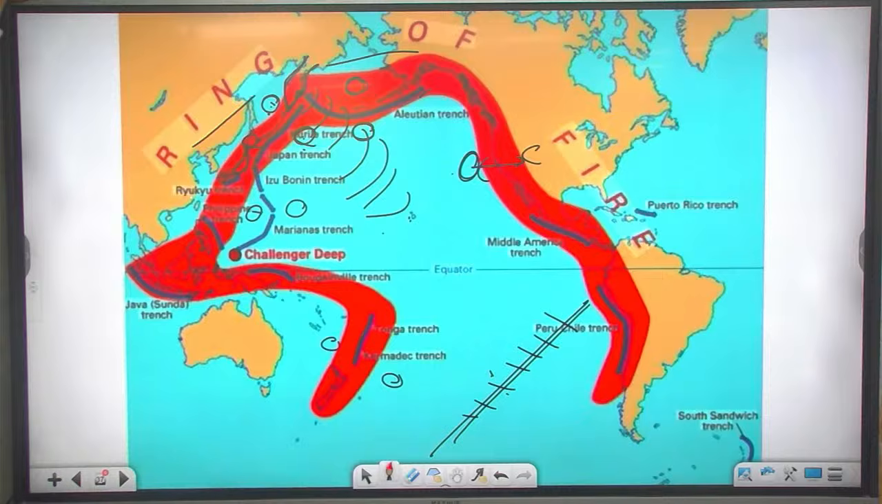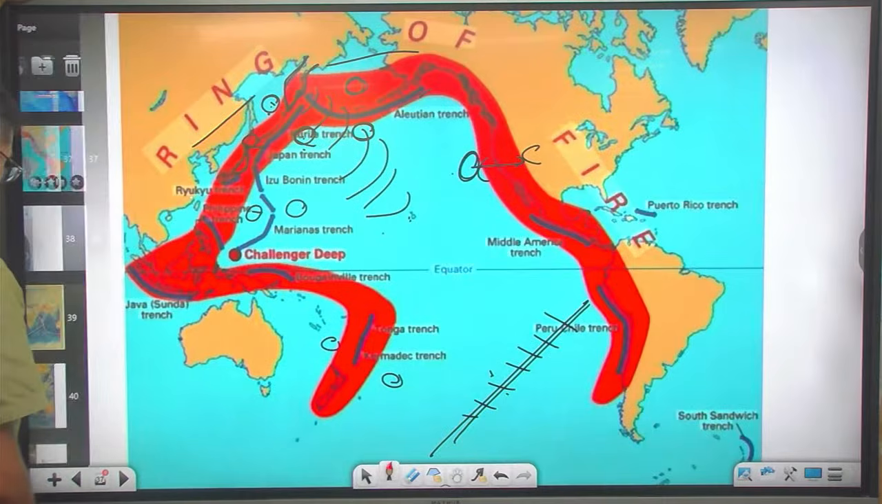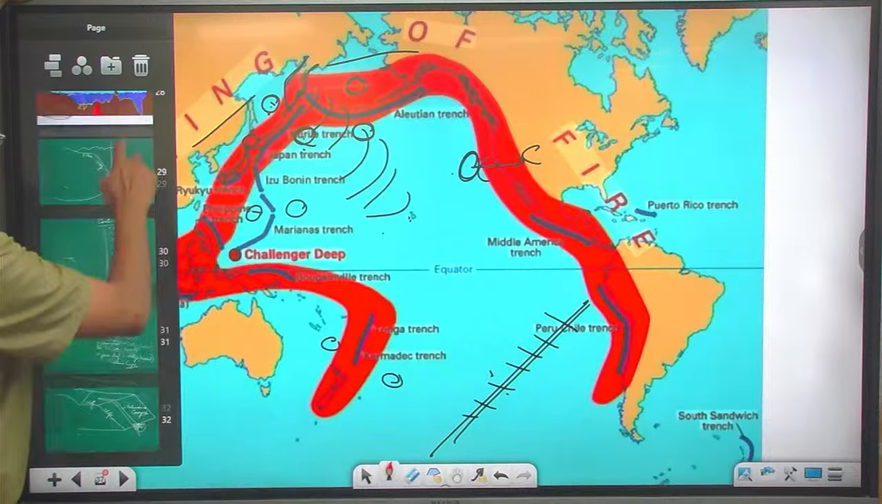Okay? So I've discussed the ocean margins of the Pacific Ocean. Now we'll see the details of what we have inside the ocean. So back to your notes.